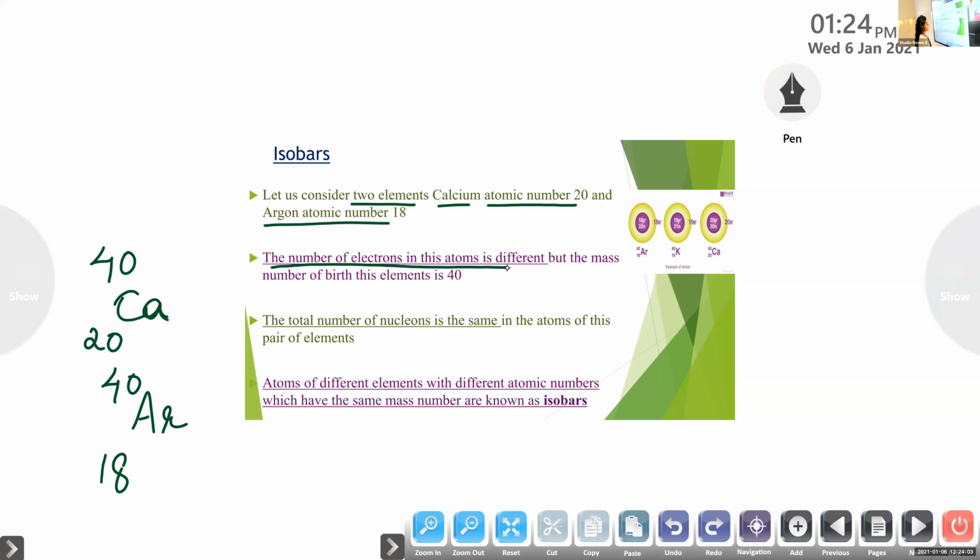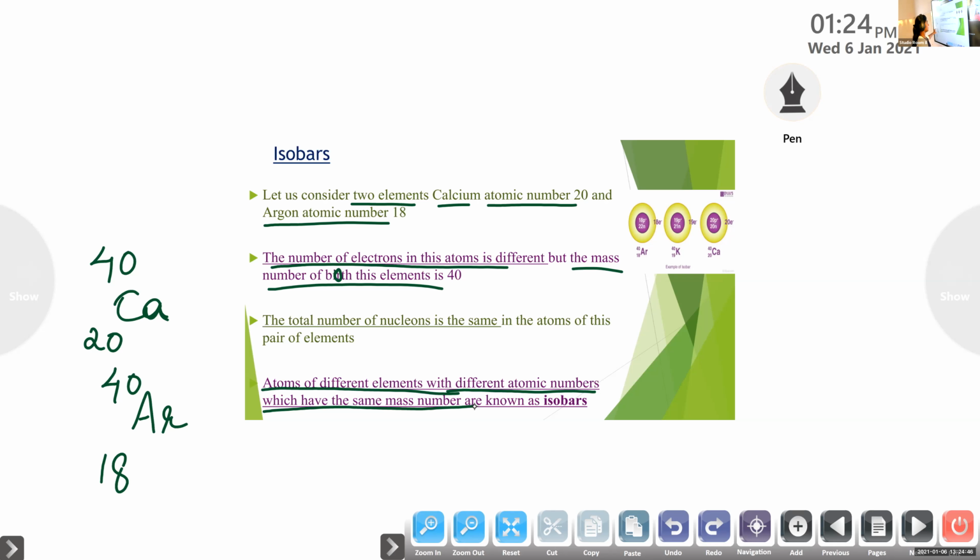The number of electrons in these atoms is different and they are different elements, right? But the mass number of both these elements is 40. So the total number of nucleons is the same in the atoms of this pair of elements. So we can define isobars as atoms of different elements with different atomic numbers which have the same mass number. Clear? It means the sum of the number of protons and neutrons is the same.